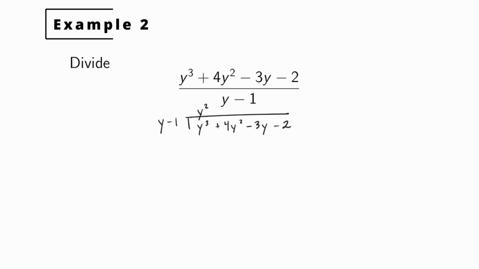And now multiply each term by y squared and write them underneath the dividend. So y squared times y is y cubed. And then y squared times -1 is negative y squared. Okay. And then just like we did with long division with numbers, we're actually subtracting here. You're going to take this and subtract it from this. So y cubed minus y cubed is 0. 4y squared minus negative y squared will be 5y squared.